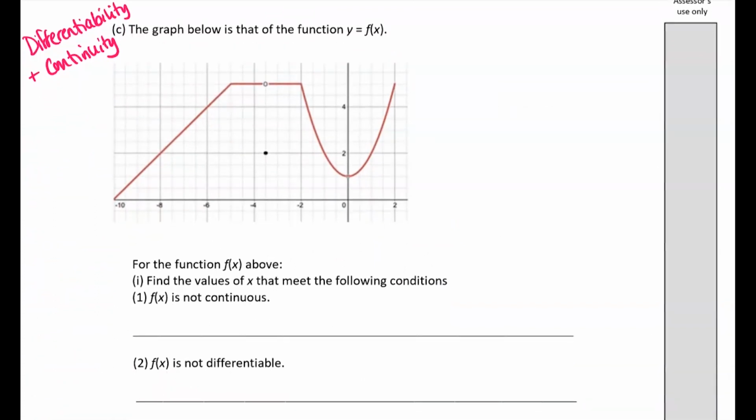Okay, part C, I really like these questions. They're usually worth a merit point and they're not all that hard to actually wrap your head around, but you do need to be careful about it and know what you're talking about, obviously. So for this function, find the values of x that meet the following conditions.